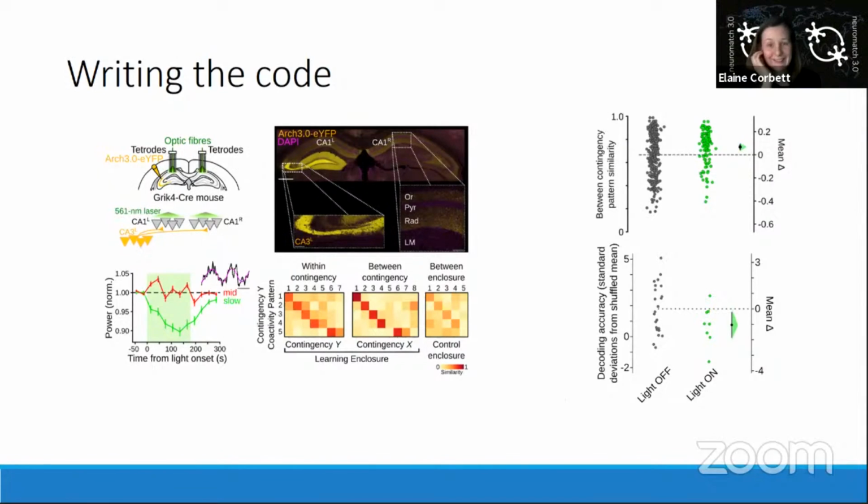Fantastic. Thank you. So we have a question here from Daniel. It says, coactivity coding sounds super interesting. Could you briefly explain the difference to phase coding?